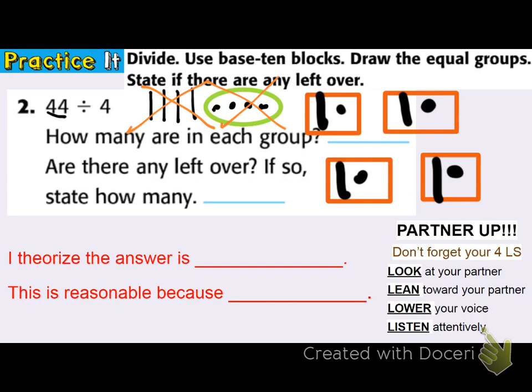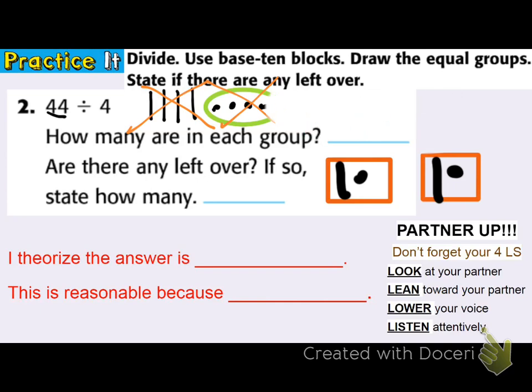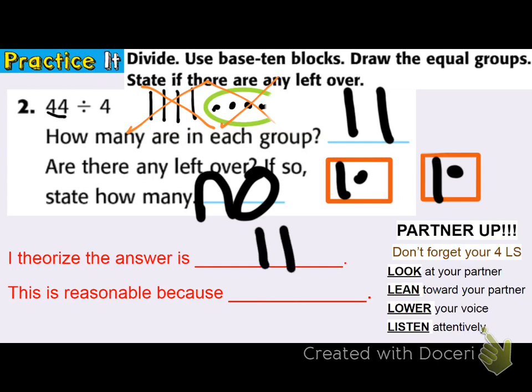Okay, and the question says, how many are in each group? Well, there's 10, 11 in each group. So I can go ahead and write 11 as my answer to the first question. There's 11 in each group. Are there any left over? No. We actually had plenty to split into 4 equal groups. So I theorize the answer is 44 divided by 4 is 11.